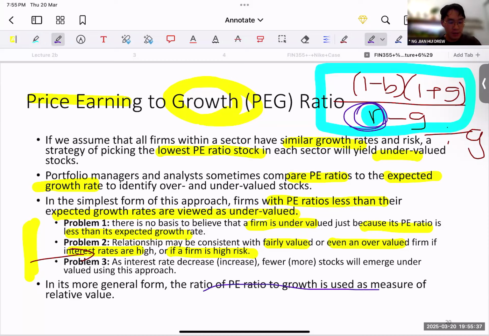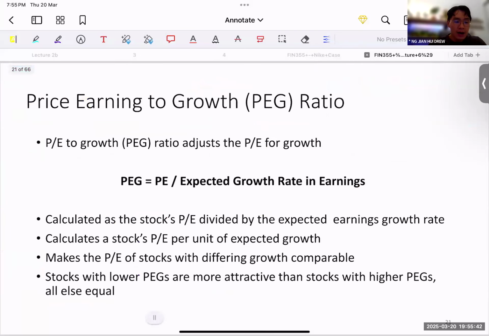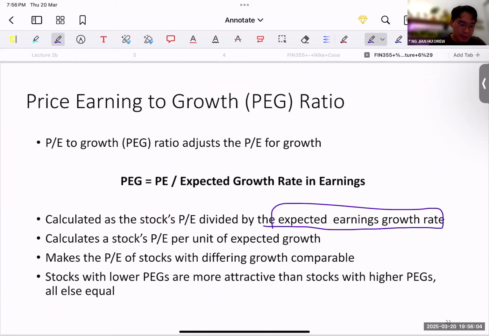So the ratio of PE to growth is used as a measure of relative value. Okay, so now the PE to growth ratio. Now we formally learn how to calculate it. We just take PE divided by expected growth in the earnings. So we calculate the stock's PE per unit of expected growth, so you make the PE of stocks with different growth comparable.